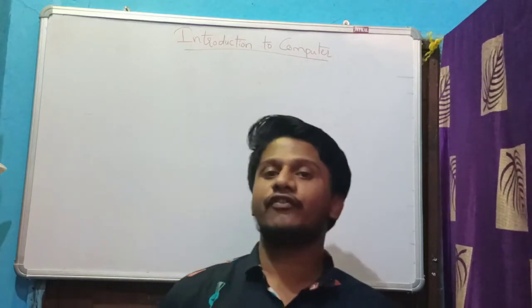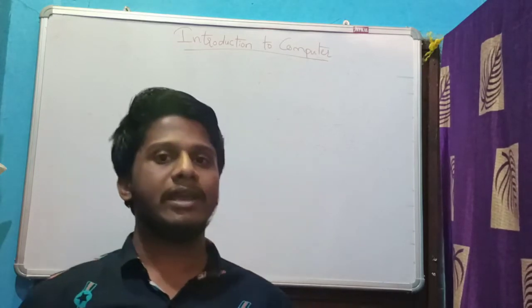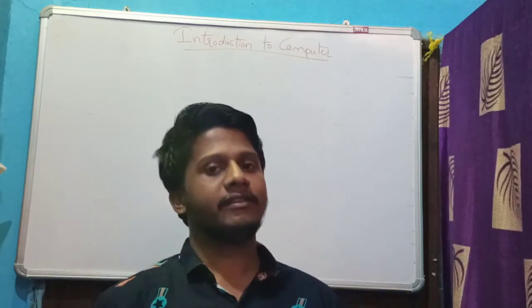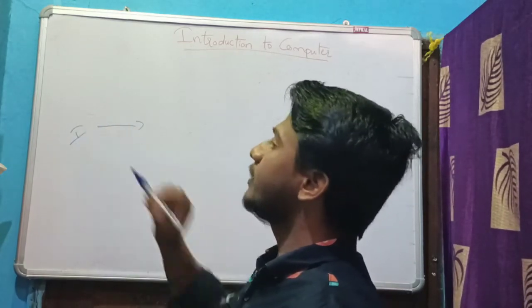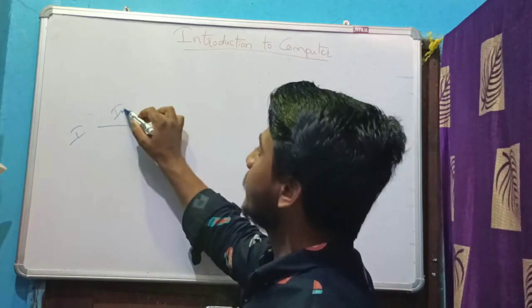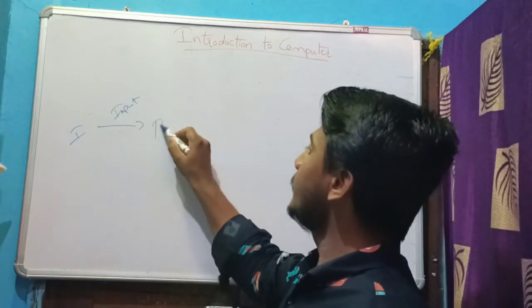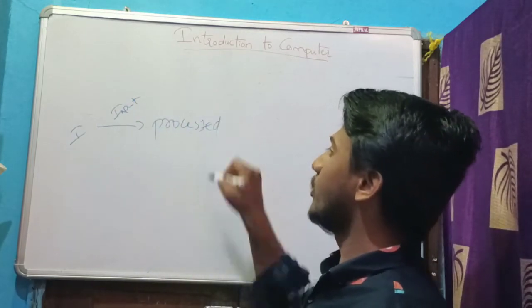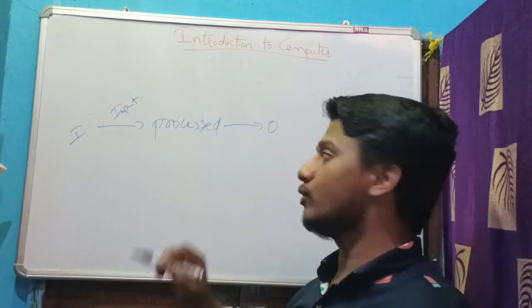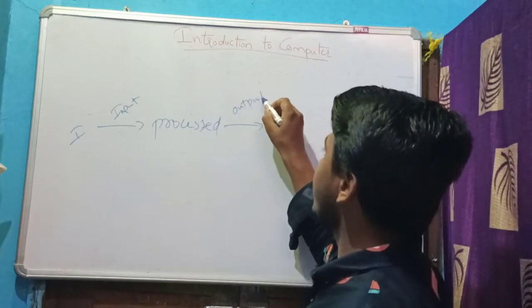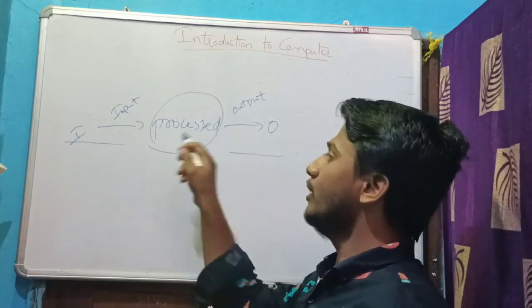In the last video of computer concepts, we discussed input devices and output devices. So we came to know that we give input to the computer using input devices. Once the input is given, that input will be processed, and after that the output will be displayed using output devices. In between input devices and output devices there is something I said: processing.